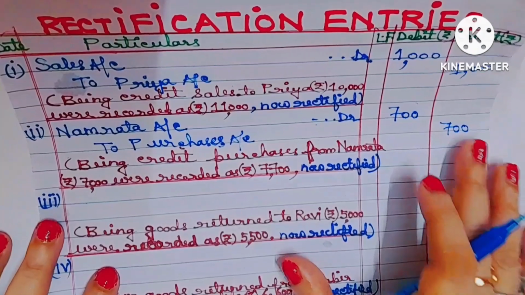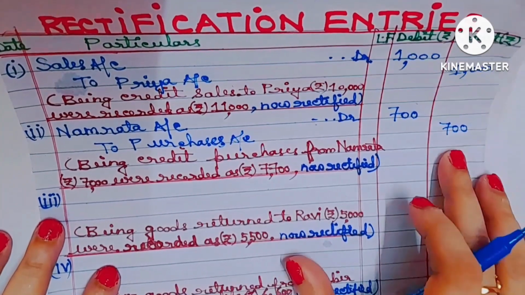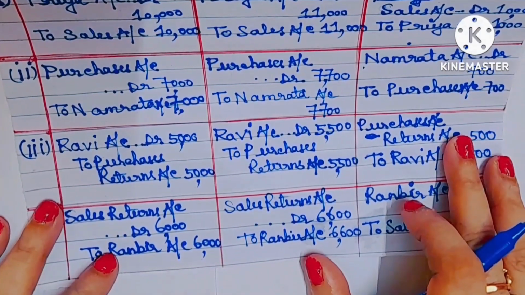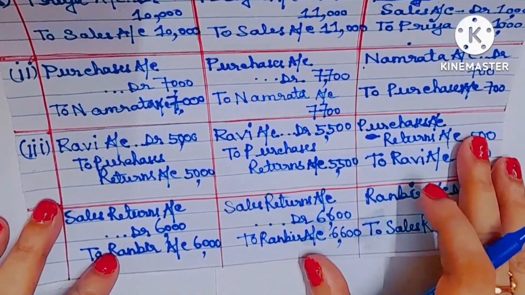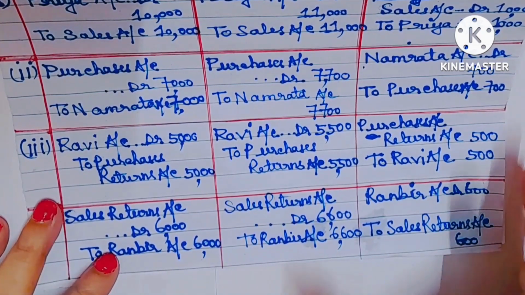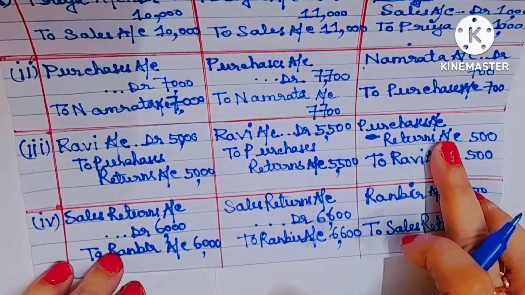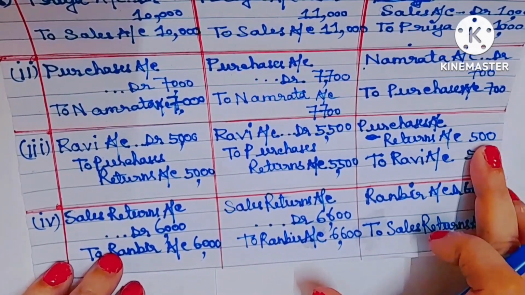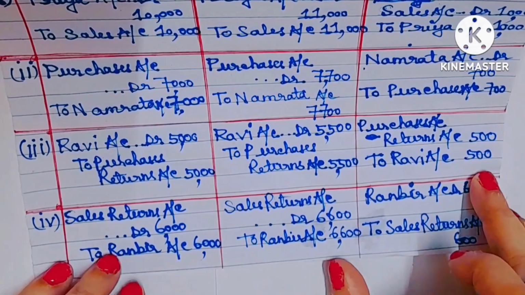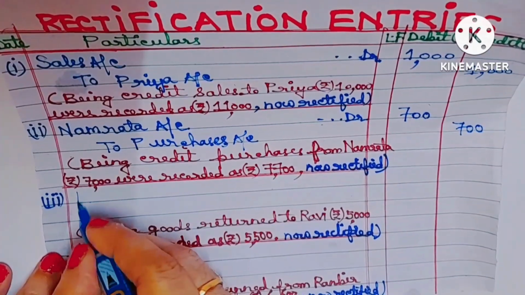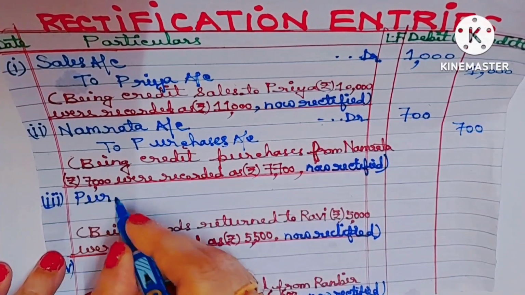Okay, now let's see the third rectifying entry. Please remember, in fair work, you're doing nothing, only copying the rectifying entries. That's all. So the third rectifying entry is purchases returns account debit 500 to Ravi account 500. So let's write. Purchases returns account debit.